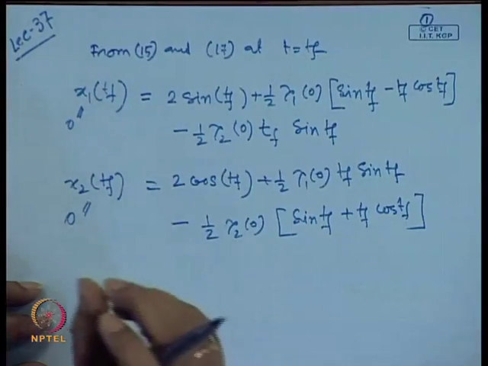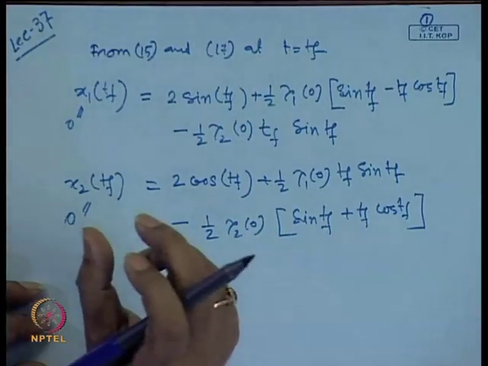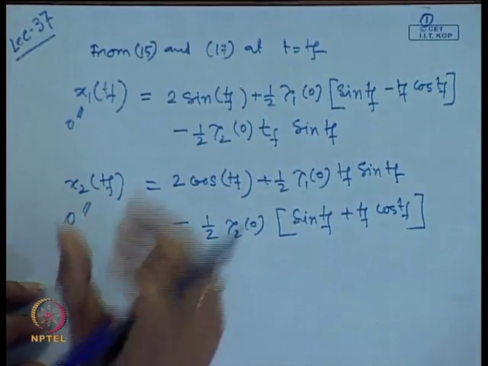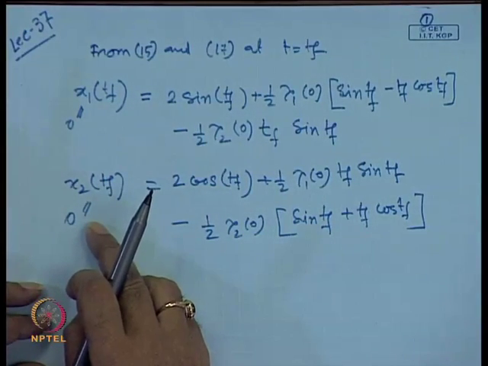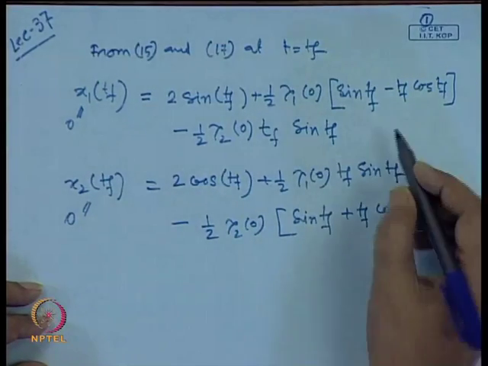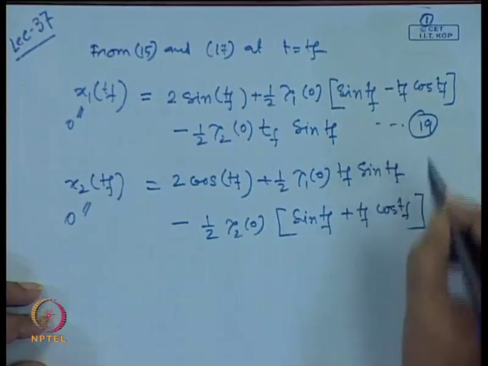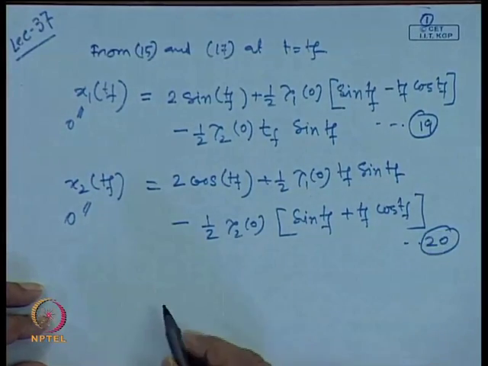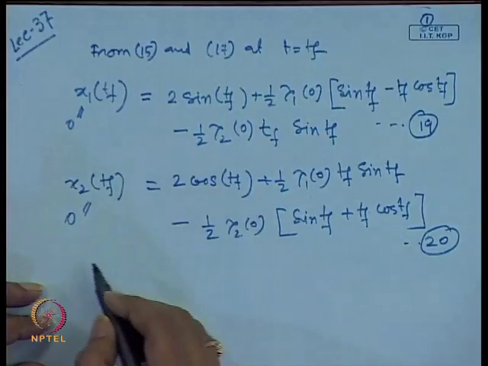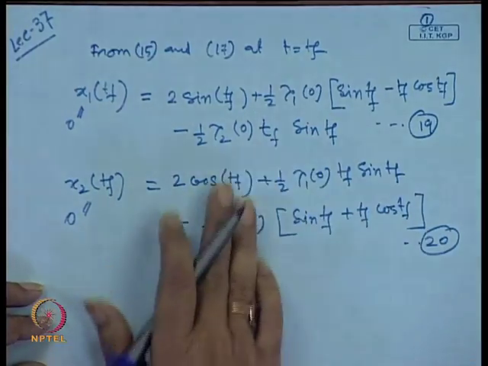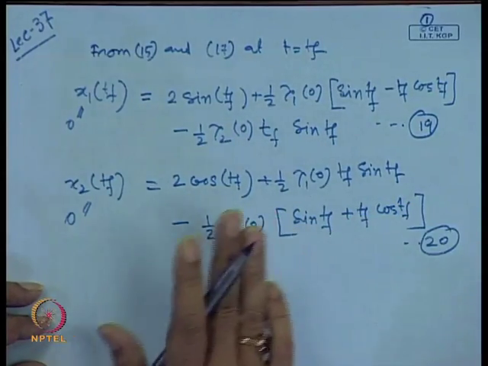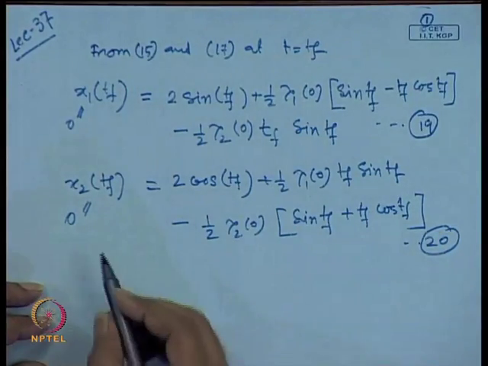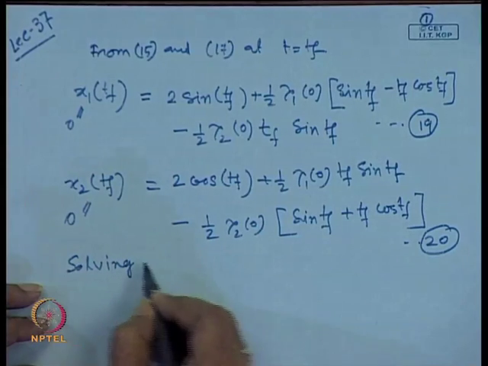We want to find out a control law U in such a way that resistive loss in the circuit is minimum, and not only that, current flowing at a time t is equal to t f will be 0 through the inductor, and voltage across the capacitor will be 0. Now, let us call this equation 19 and this equation 20. So, now see, there are three equations, 18 to 20, three unknowns, but unfortunately, this is a nonlinear algebraic equation. So, you have to solve it by numerical techniques. So, we are solving 18 to 20.